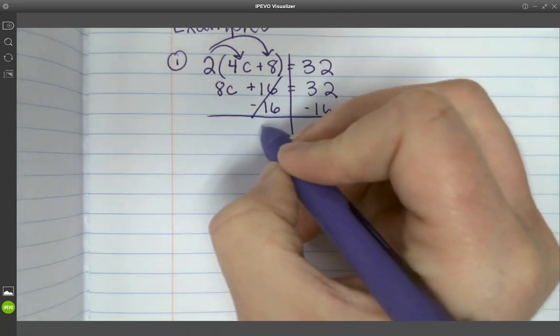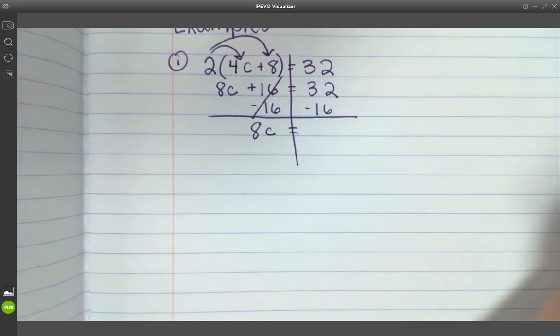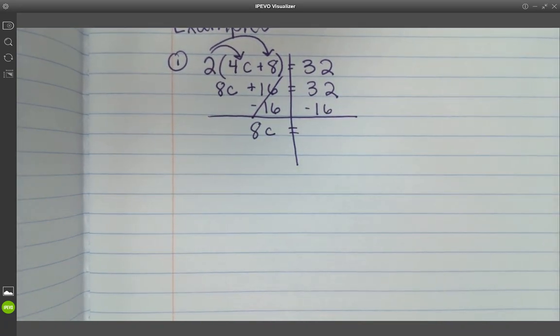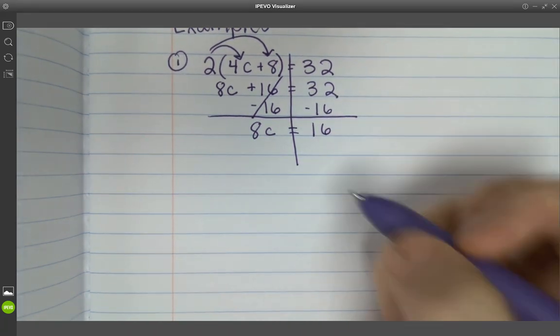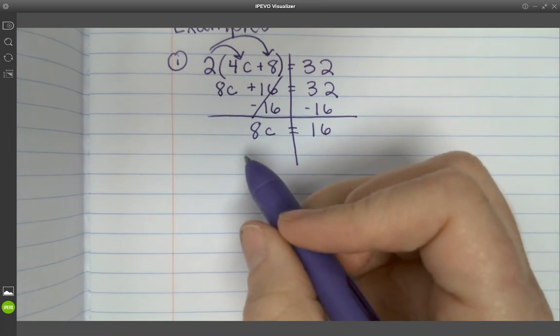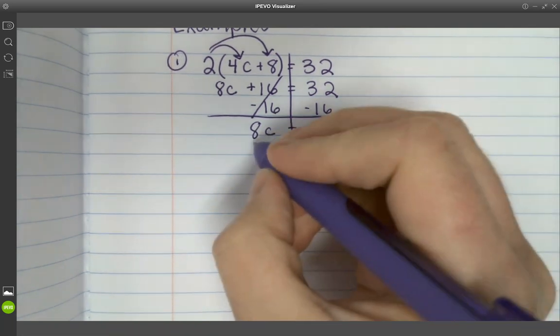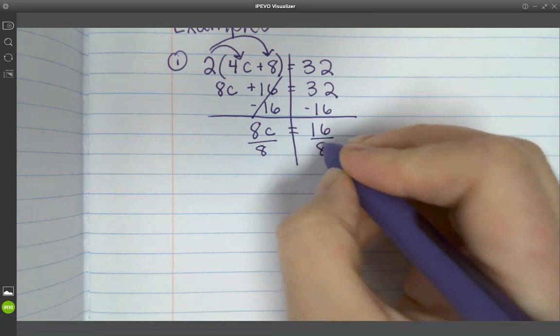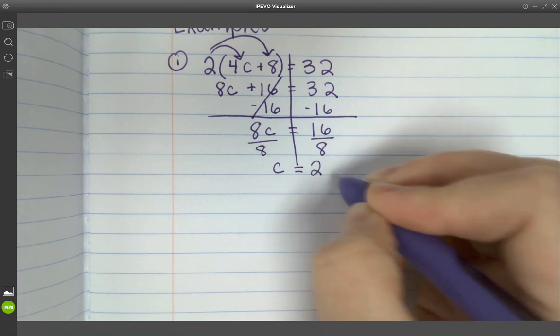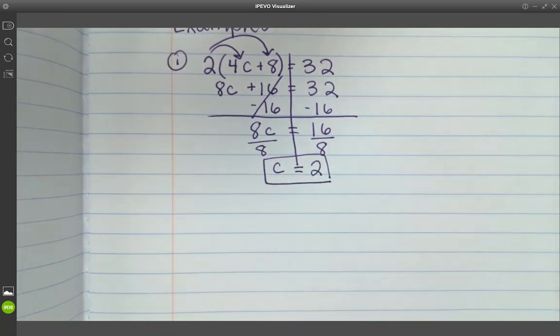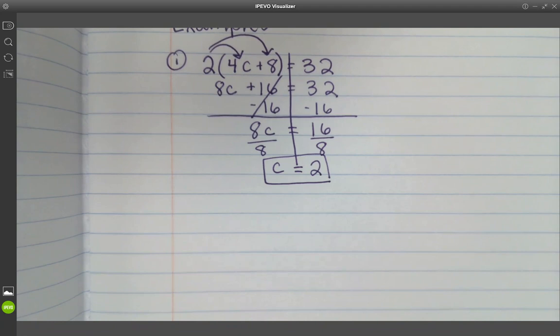So all we're left with is 8c equals 32 minus 16, which is 16. Then our last step, 8 times c equals 16, divide by 8, divide by 8. C equals 16 divided by 8 is 2. Put a box around it, highlight it, whatever you need to do.